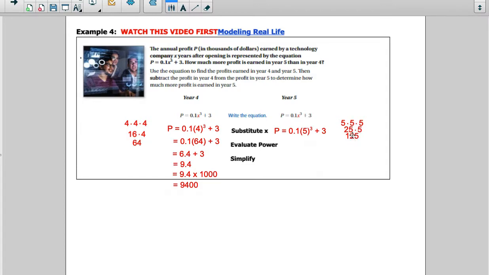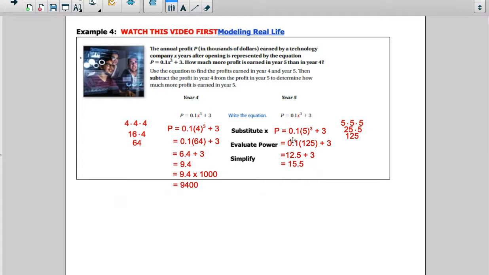Or 5 quarters is $1.25. So now I evaluated my power, so I'm going to rewrite my expression to be 0.1 times 125 plus 3. So then order of operations says, in order to simplify this amount, I need to do the multiplication that is shown first. So 0.1 times 125 becomes 12.5. So rewriting that expression, I get 12.5 plus 3. Then again, to simplify further, now I can do the addition. 12.5 plus 3 is 15.5.